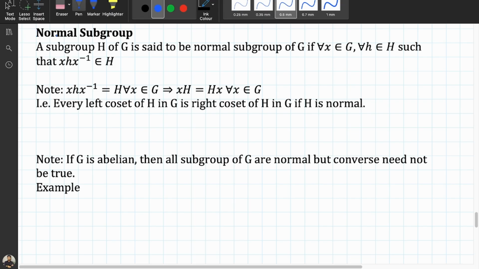Normal subgroup is defined like this: X belongs to G and H belongs to the subgroup. If you write H X and H X inverse, because if X belongs to G, then of course X inverse also belongs to G, and if this lies inside H, then it is known as a normal subgroup. Every abelian group has only normal subgroups, because in every abelian subgroup the left coset and right coset are equal.